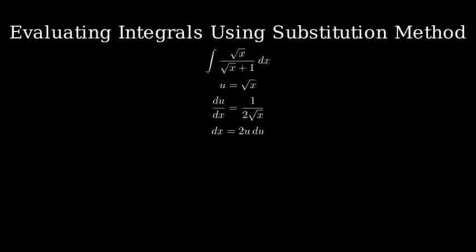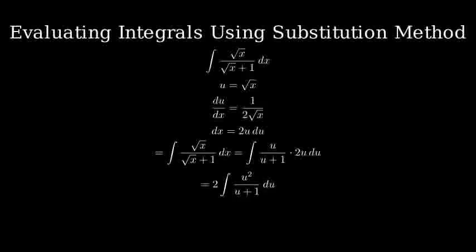Now, substitute u for the square root of x and dx for 2u du in the original integral. We are now left with 2 times the integral of u squared over u plus 1 du. After substituting and simplifying, our integral becomes something easier to evaluate. Now, let's evaluate the integral 2 times the integral of u squared over u plus 1 du.